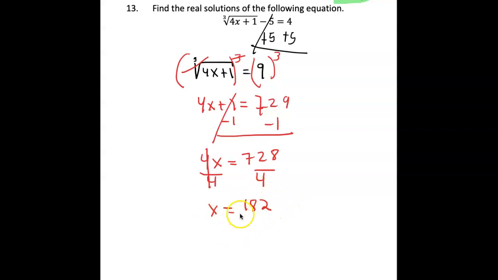And you want to check it. Once you check it, it does give you a valid solution. So x equals 182. Every time you have square root or cube root equations with radicals, you want to always check your solution. In this case, I know it checks. You know what? Let's go ahead and do it. Let's stop being lazy.